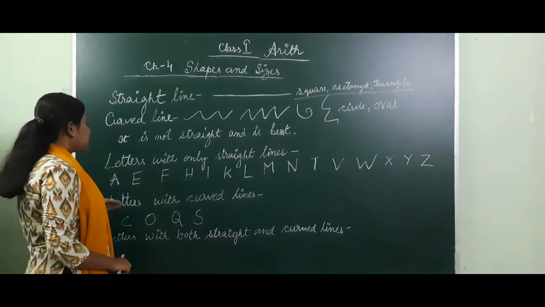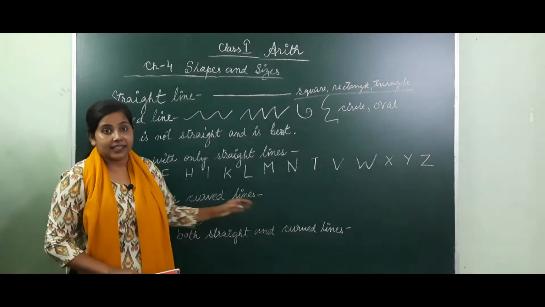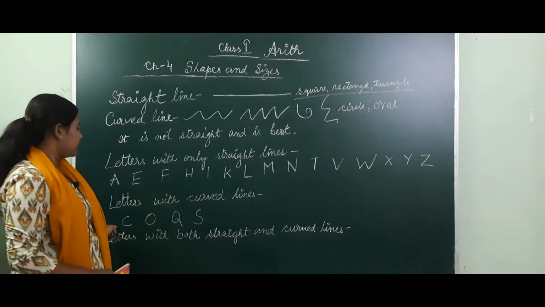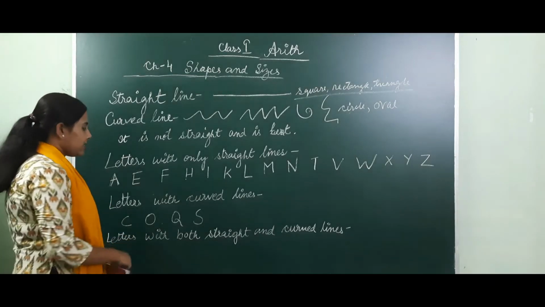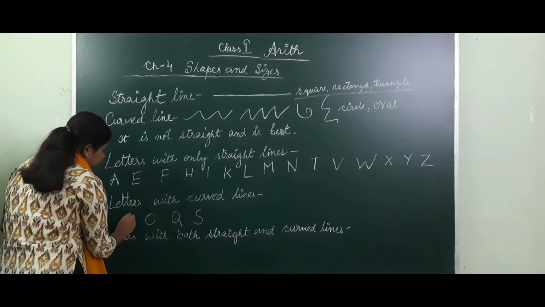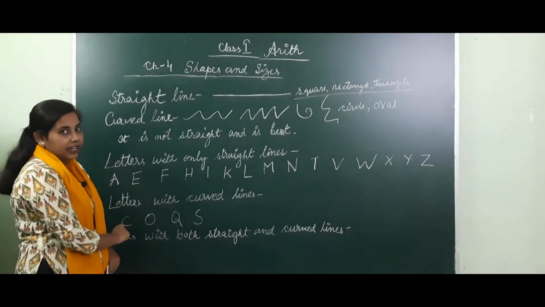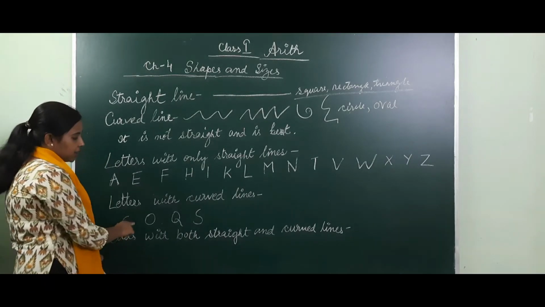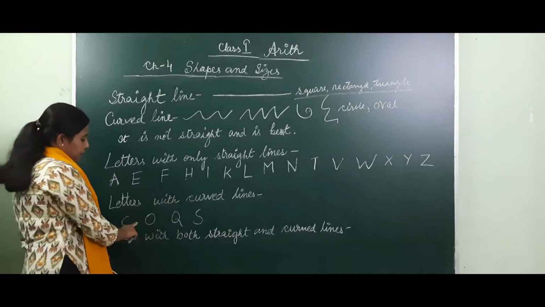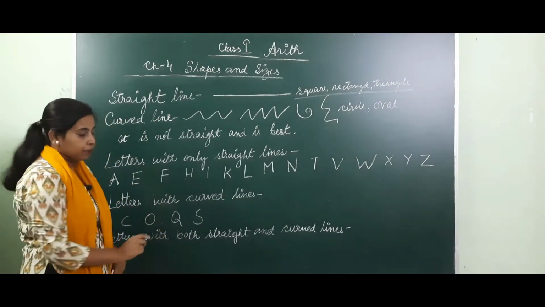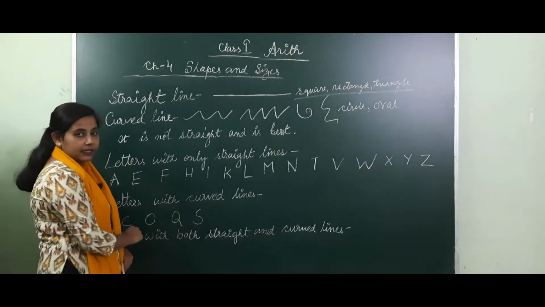Next, letters with curved lines. They are not straight. C, okay, C is not straight. You cannot consider C as a straight line because it is bent. When you write C, you have to write in this way. It doesn't make any straight line here. It is curved, so that is known as curved lines. O, Q, S. So these are curved lines.